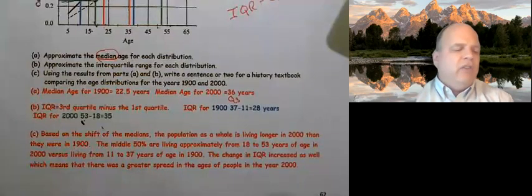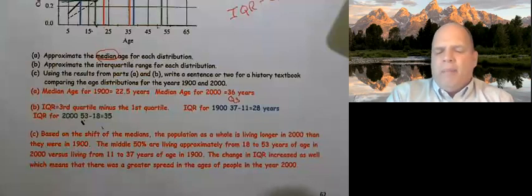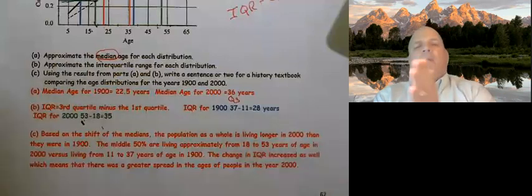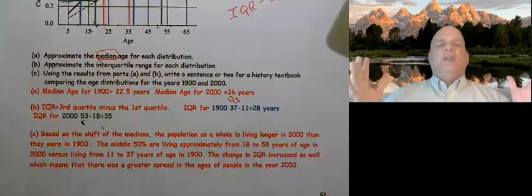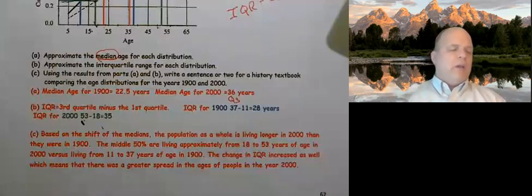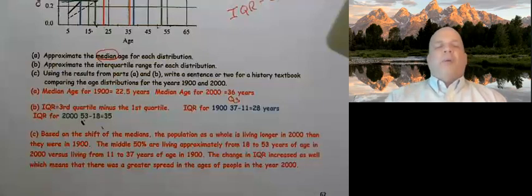So in this case, I really can't talk about shape because I can't see anything, and I can't talk about unusual features because I'm not aware of any. But what I do know is that the median shifted up, people lived longer, and there was a greater spread in 2000 than in 1900. In this case, you could have only talked about center and spread, and those are probably always the two most important. But generally speaking, they're going to give you a graph where you need to talk about shape. And as always, I caution you, if there are unusual features, you must describe them. All right, thank you for that.